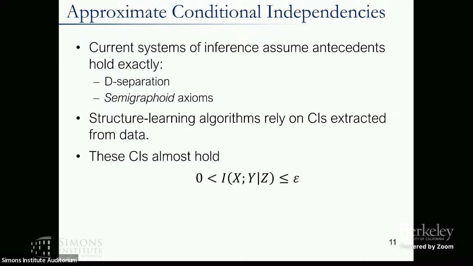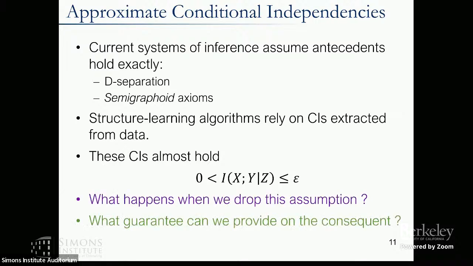Okay. However, most structure learning algorithms actually derive these conditional independencies from data, and we cannot really expect them to hold exactly. We can think about them as, maybe this conditional mutual information is not very big. It might be up to some threshold epsilon, but we cannot always assume that it is 0. And this raises the following question. What happens when we drop this assumption that the set of conditional independencies in sigma hold exactly at 0? And basically, what guarantee can we provide on the consequent in such a case?